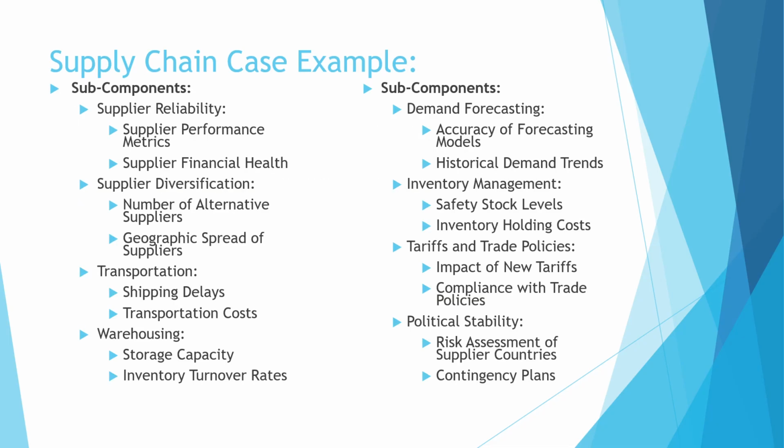For supplier reliability, performance metrics and financial health should be monitored regularly. Diversification means tracking the number and geographic spread of alternate suppliers. Transportation analysis should cover shipping delays and ongoing transportation costs. Warehousing is driven by storage capacity and how fast inventory turns over. On the demand side, improve forecasting with advanced models and by studying historical data. Inventory management should emphasize safety stock and minimize holding costs.